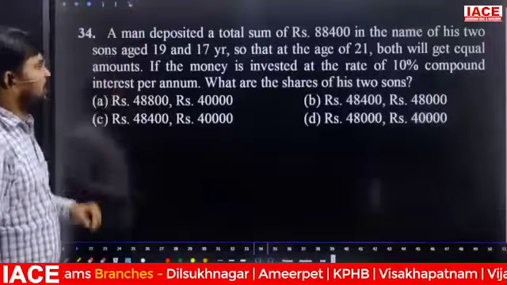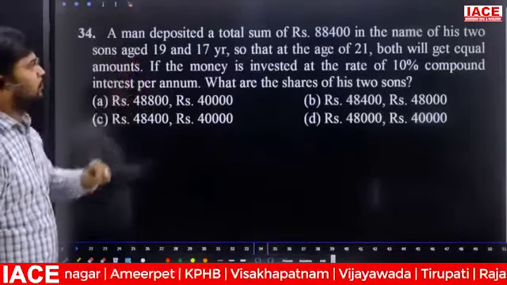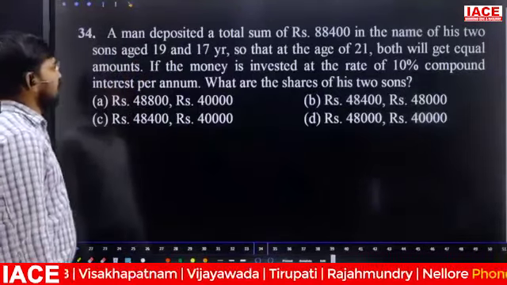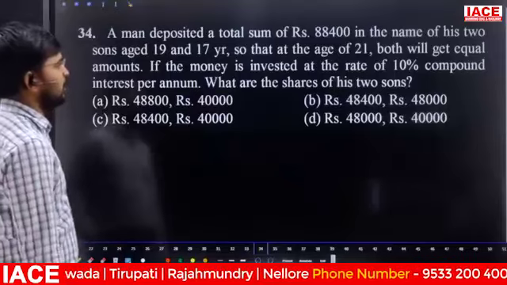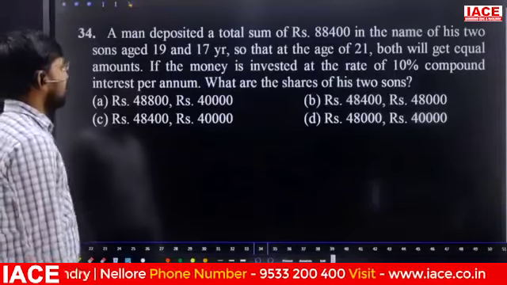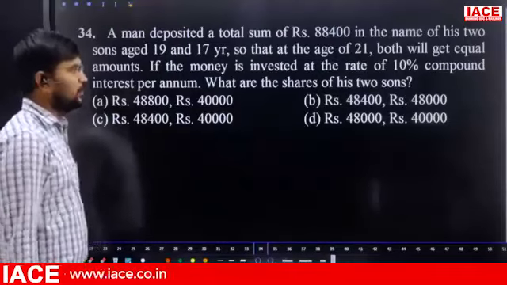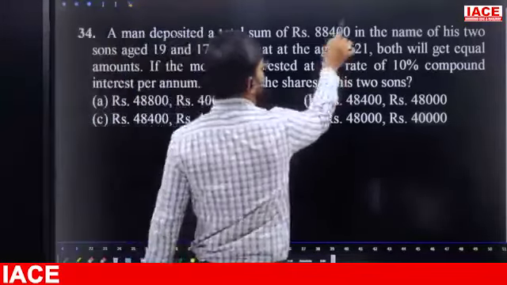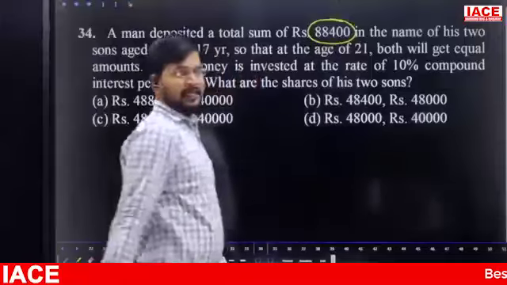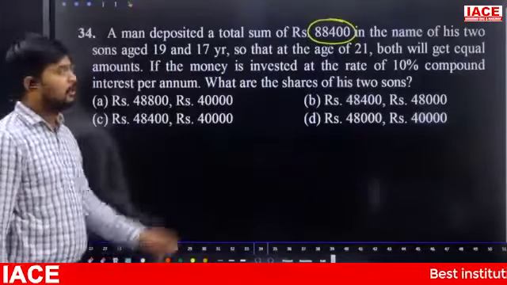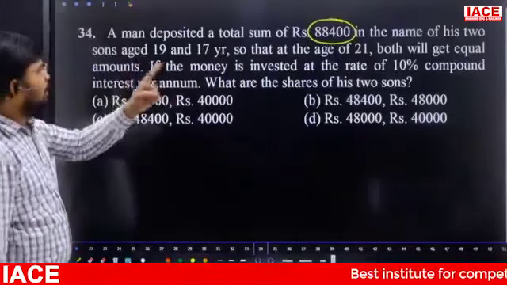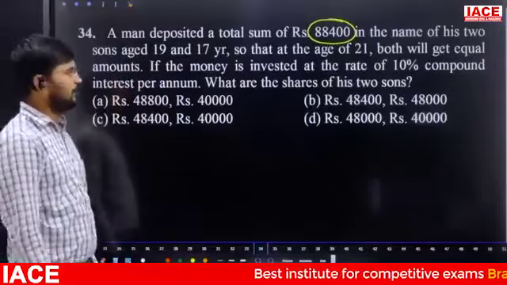A man deposited a total sum of 88,400 in the name of his two sons, aged 19 years and 17 years, so that at the age of 21 years, both will get equal amounts. If the money is invested at the rate of 10% per annum compound interest, what are the shares of his two sons? So total sum is what? 88,400. All of you clear? So 88,400 in the name of his two sons, age 19 years and 17 years.